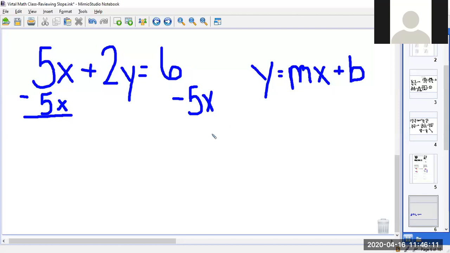So the good news is this cancels out. And now I am left with 2y equals negative 5x plus 6. But you got it though, Mr. McFadden. You on the right track.